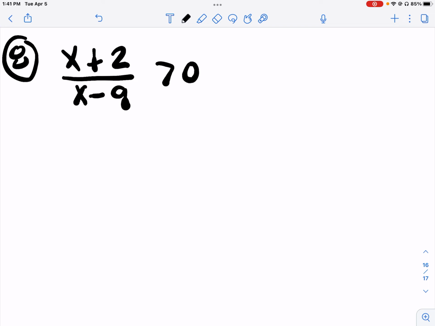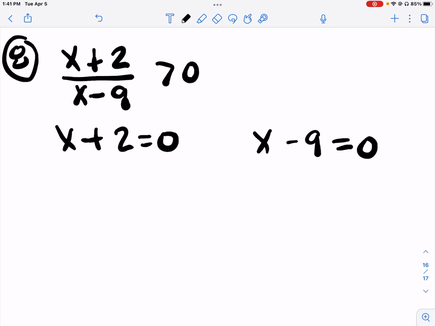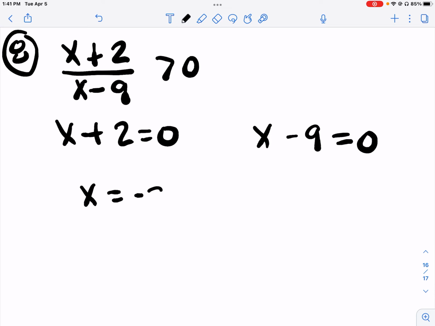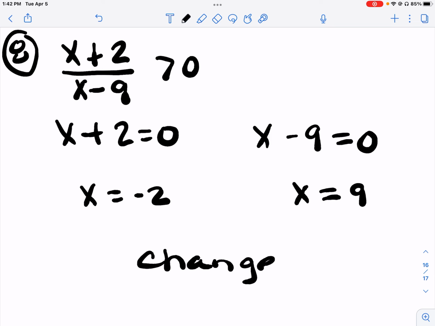Okay, that's a 9, x minus 9. First, we need to find where the top equals 0 and where the bottom equals 0, because that's where it changes signs. So I'm going to minus 2 here and add 9 here. So that's where it equals 0. So that's where it changes its signs. So we need to know what it's doing elsewhere.